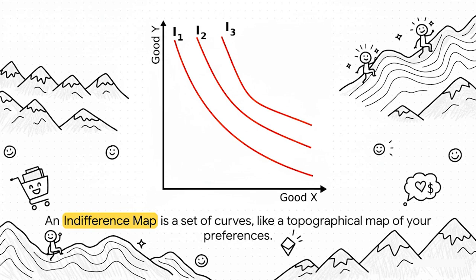So here's where it gets really interesting. We don't just have one of these curves. We have a whole collection of them. This is what we call an indifference map. And you can think of it just like a topographical map of a mountain. Climbing to a higher curve, from IC1 to IC2 to IC3, is like climbing higher up the mountain to a better view. You're reaching a higher level of happiness. Your goal's always to get to the highest point possible.